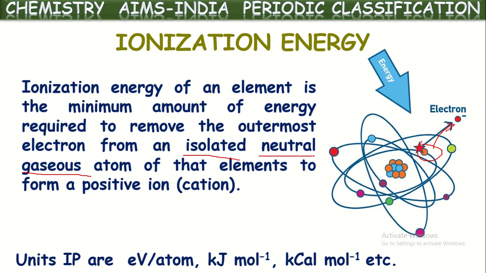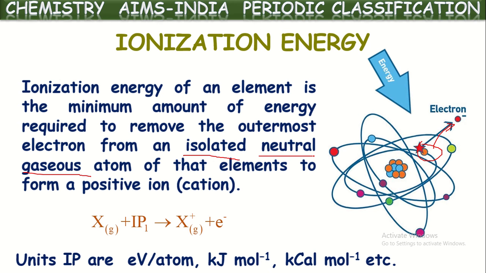Its units will be whatever units we use for energy, like electron volts, kilojoules, or kilocalories. These we can say are the units of ionization energy. But we take them in terms of atoms, which are very tiny particles, so in a certain quantity, like electron volts per atom, kilojoules per mole, kilocalories per mole. In this way we take the units of ionization energy.